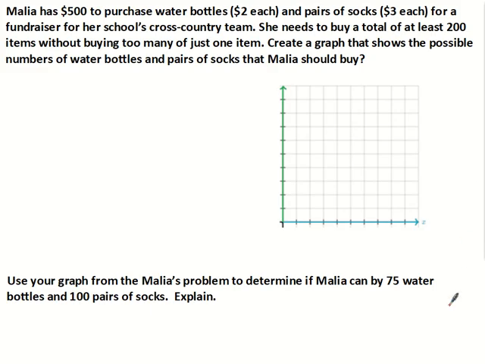All right, so here is a story problem. Malia has $500 to purchase water bottles that are $2 each, and some socks that are $3 each for a fundraiser. So for her cross-country team, she needs to buy a total of at least a minimum of 200 items without buying too many of just one item. Create a graph that shows the possible number of water bottles and pairs of socks that Malia should buy.